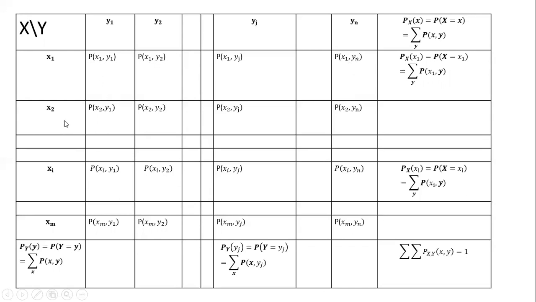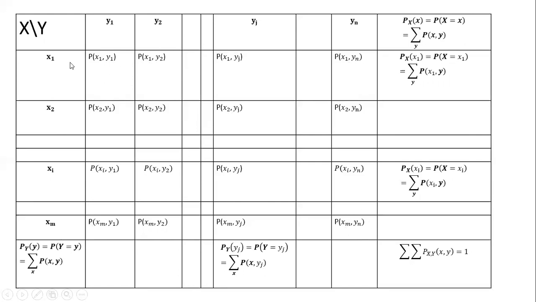Similarly, the probability of x2 comma y1 is the probability of elements x2 and y1. This is the probability of x2 comma y2, and so on, the probability of x2 comma yn. For xm, the probabilities are probability of xm comma y1, probability of xm comma y2, and so on, probability of xm comma yn.